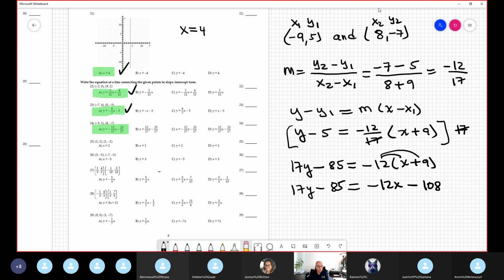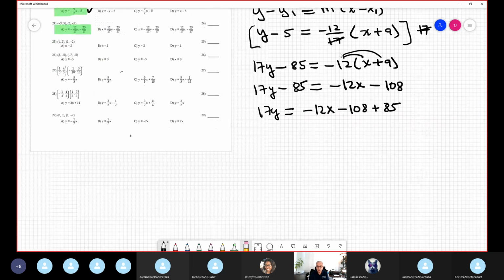So they want the formula. 17y is equal to minus 12x minus 108 plus 85. I put in my calculator again, subtracting 108 and 85. Subtraction, it's 23. So we have so far 17y is equal to minus 12x minus, because when you have opposite signs, you're subtracting, of course. I put the sign of the bigger number, no? It's 108, 23. Finally, divided by 17.